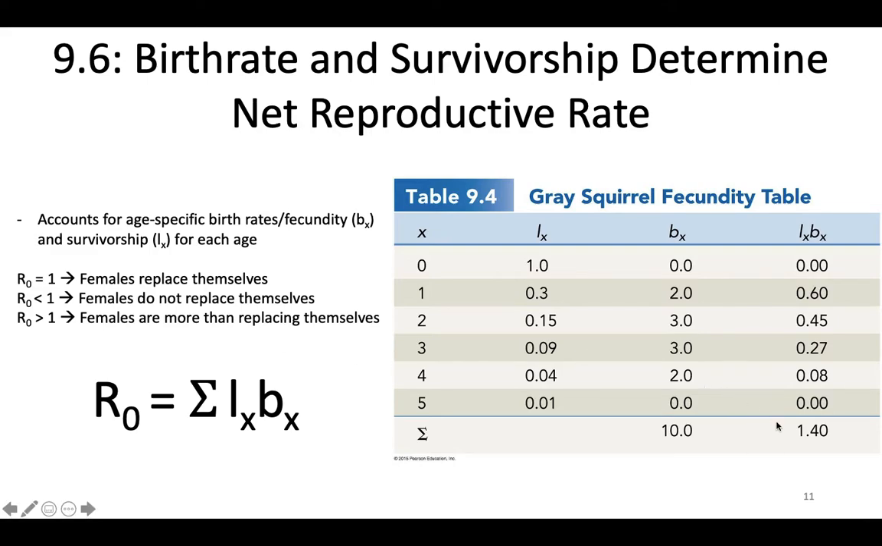So for this gray squirrel population, the R sub O, the net reproductive rate, is 1.4. So in this gray squirrel population, the females are replacing themselves and a little bit more, and so you're likely to see a population increase because of this net reproductive rate over 1. And we'll do some calculations of net reproductive rate in class, in person.